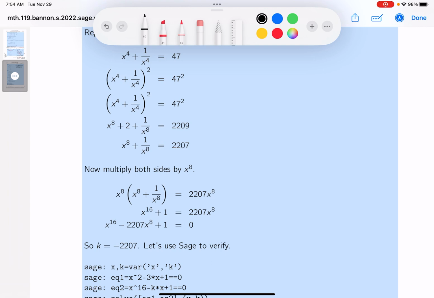Let me show you where that's written. You know what? I think I made a mistake over here, and I have to correct it. I wrote down minus 2207. That's not true. The k is actually 2207. So I'll correct that over here.